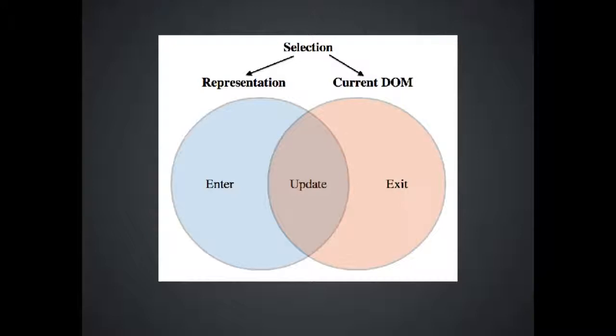So if they don't exist in the DOM and they do exist in that data join, they're part of the enter subselection, right? And why is it called enter? Well, typically, if you have something that's in your data set but not in the DOM, you're going to want to append it like we've been doing, right? So that's why it's called enter.